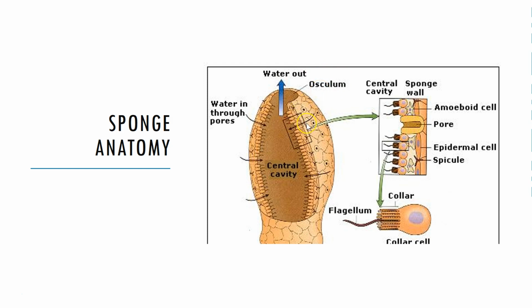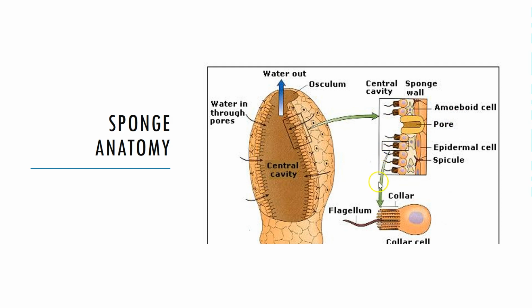If you follow this box right here, follow the green arrow, this is an enlarged view of that box. So you can see the actual cells that make up the wall of the sponge. These are the collar cells. We have the amoebocytes. You'll notice the amoebocyte and the collar cell are right next to each other. We're going to talk about why that is in just a minute. And then we have the pore here, which again is also called the ostia.